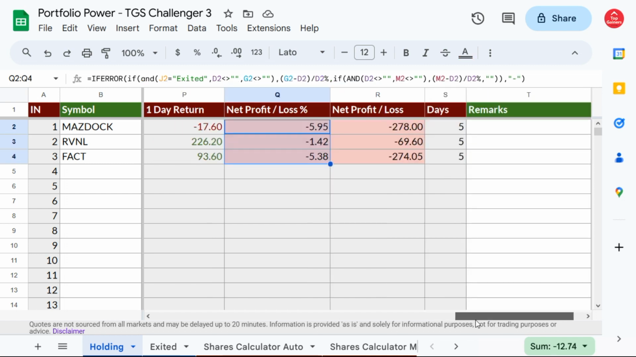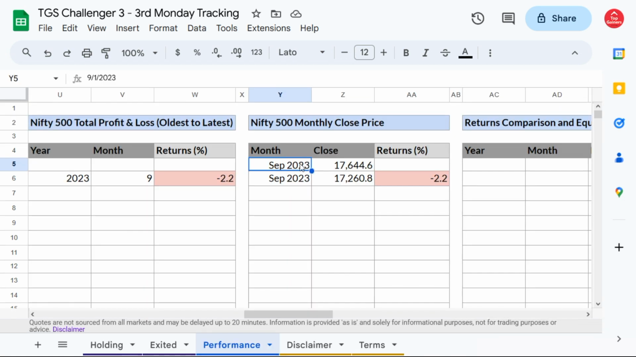This portfolio is still young, with only about 5 days. In the same period, the index Nifty 500 is sitting at negative 2.2% returns as on date.